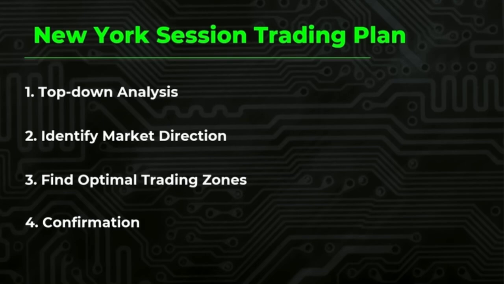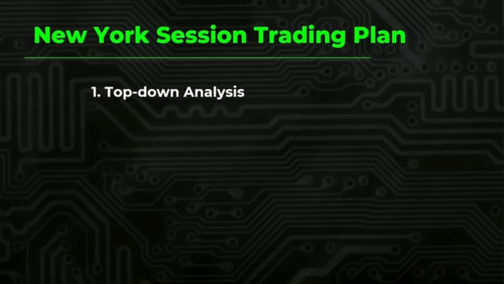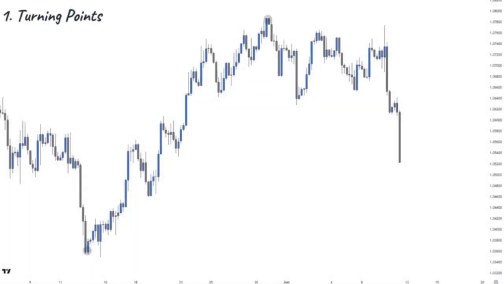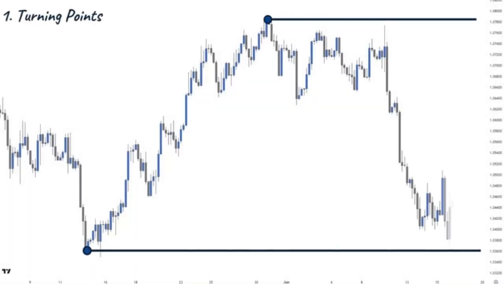So, starting from the daily time frame, we will mark the most recent key areas to which the price might react. The major levels we are looking for are reversal points, multiple rejections, and long wicks. The reversal points are levels where the price changes direction after a long up or down trend. The market sees these levels as overvalued or oversold, and there is a higher chance for the price to react to them again.